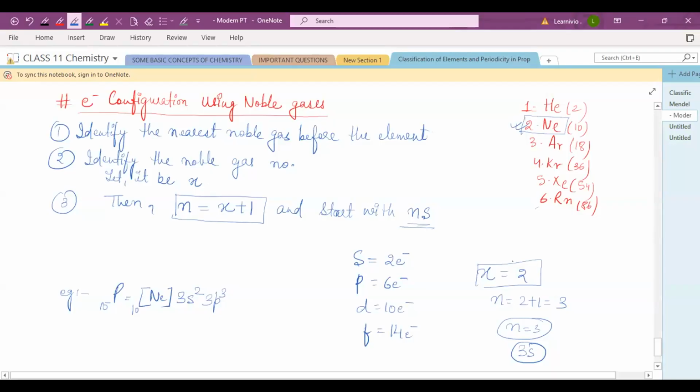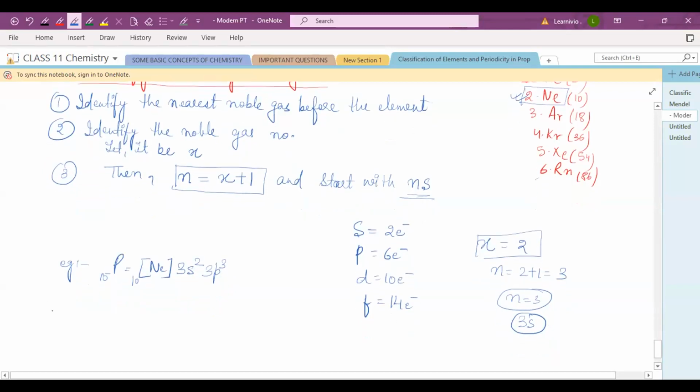Okay. For example, if I give you some questions, question like germanium, second one manganese, third one your tin. If you don't know the atomic number, I will mention it over here. Germanium is 32, manganese is 25, and your tin is 50. Now just write down the electronic configuration using noble gas. Use these steps, and just write down.